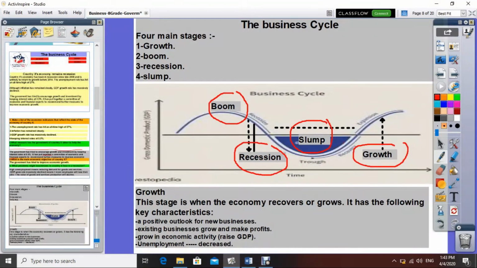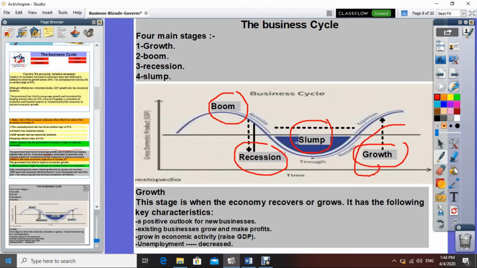This stage of growth is when the economy recovers. It has the following key characteristics: a positive outlook for new business, existing businesses grow and make profits, growth in economic activity measured by a rise in GDP until it reaches a maximum, the boom, falling unemployment as there are more jobs because businesses are doing well, and raised standards of living as more people are employed. This is the growth.